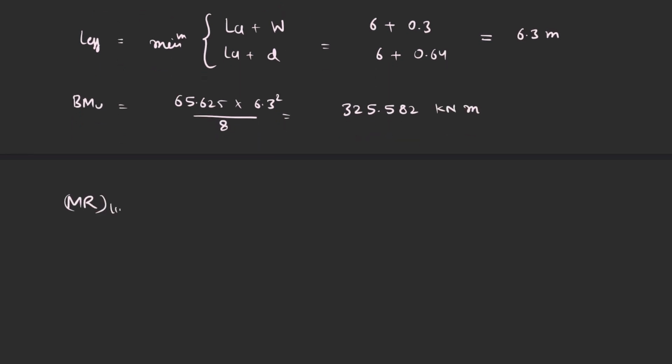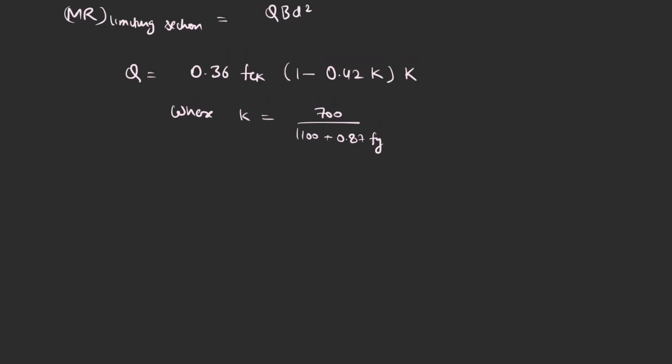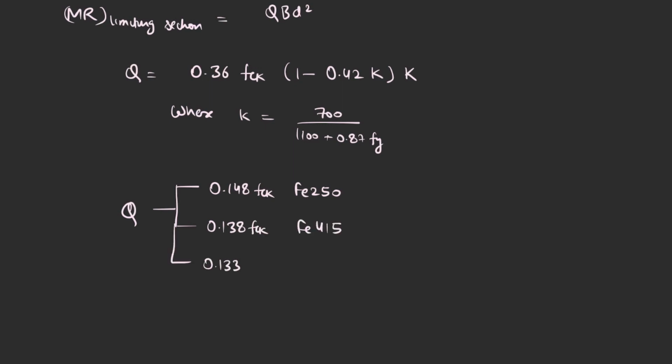Now we have to get the moment of resistance of limiting section. It's going to be QBD square. The value of Q is 0.36 FCK (1 minus 0.42 K) into K, where the value of K is 700 divided by 1100 plus 0.87 FY. We should know the values of K directly, because we don't have time to calculate these things. There are 3 cases: Fe250, Fe415, Fe500. 0.148 FCK for Fe250, 0.138 FCK for Fe415, and 0.133 FCK for Fe500.